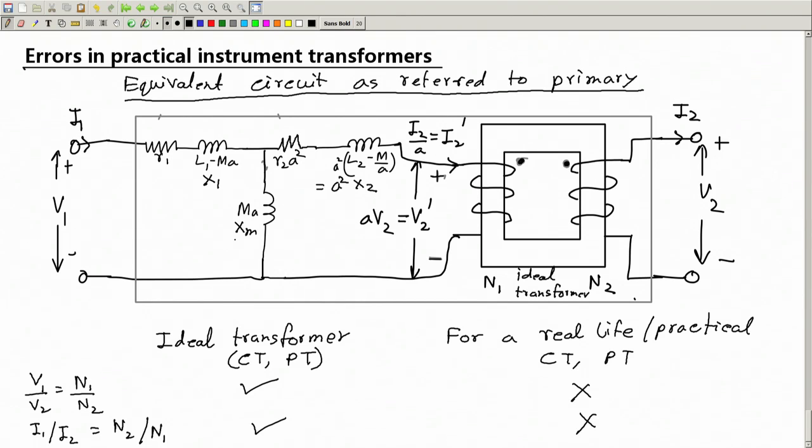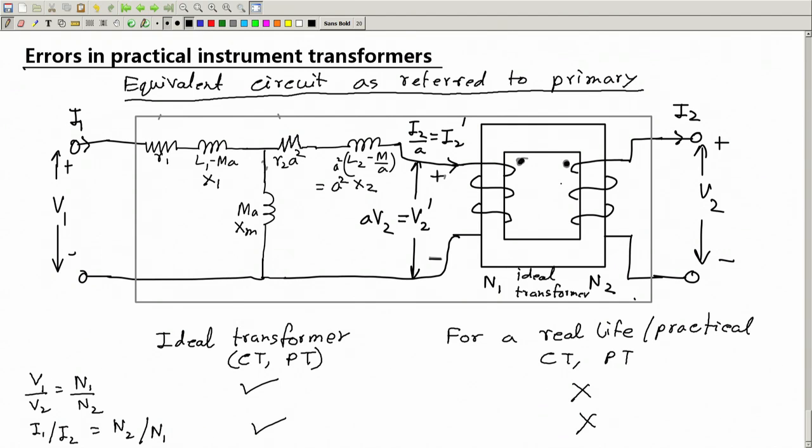If we take an ideal transformer and put suitable values of these impedances R1, X1, R2, X2, Xm before the primary, then everything together, these impedances and this ideal transformer, can model a practical real life transformer. So a real life transformer is not an ideal transformer, it is something more. These non-idealities are added to the ideal transformer, then it becomes a practical transformer.